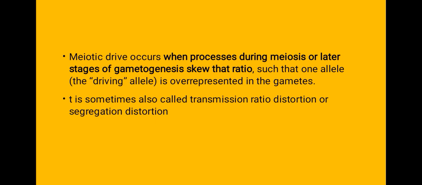Then, meiotic drive occurs when processes during meiosis or later stages of gametogenesis skew that ratio such that one allele, the driving allele, is overrepresented in the gametes. It is sometimes also called transmission ratio distortion or segregation distortion.